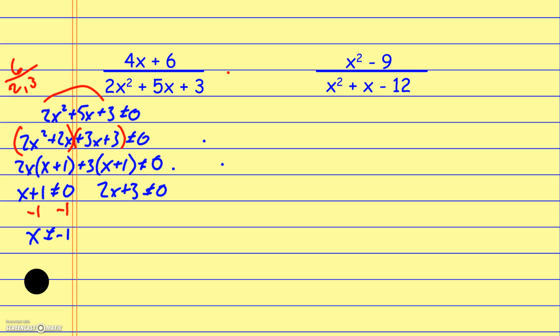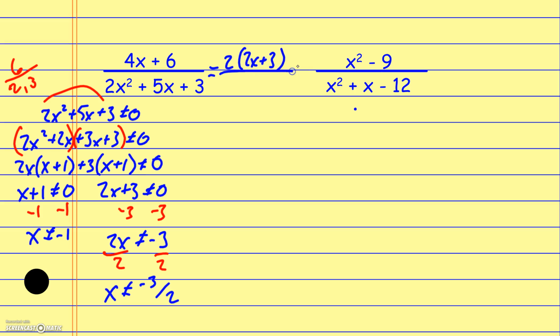I also find that x cannot equal a negative 3/2. And so now the domain restrictions are done. Now I want to simplify this completely. When I look at the numerator, I want to factor that numerator. I can factor a 2 out, which leaves me with a 2x plus 3. In the denominator, I already factored this thing once. I already know that the two factors are going to be the 2x plus 3 and the x plus 1.